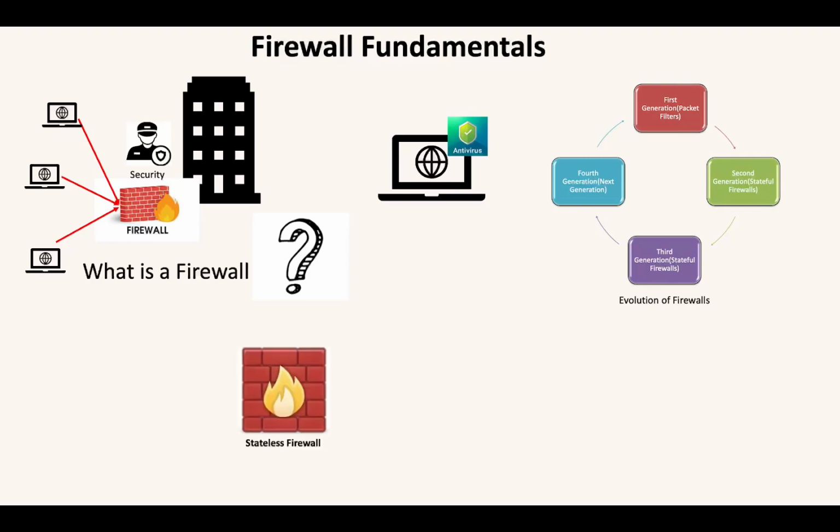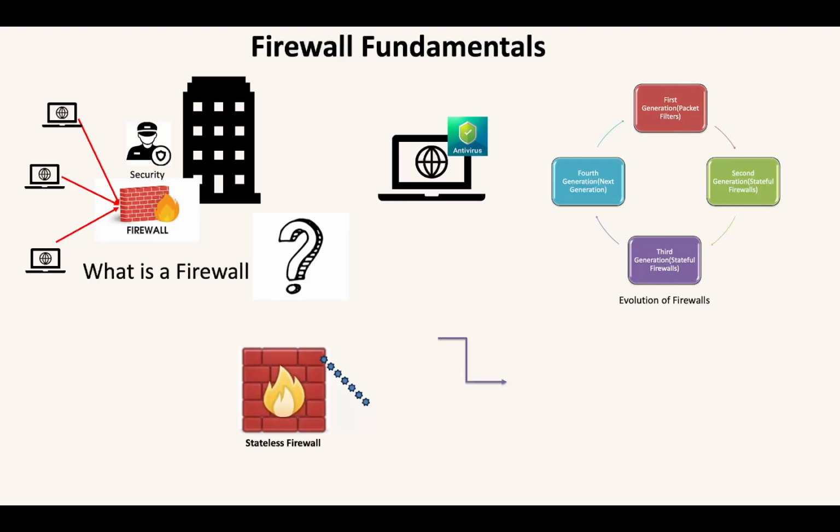Stateful and stateless firewalls. A stateless firewall operates in a straightforward way. It inspects each data packet independently, looking into basic information like the packet header, source and destination IP addresses. This is also known as packet filtering. A common example of a stateless firewall is a network security group, an NSG, which we use in Azure.